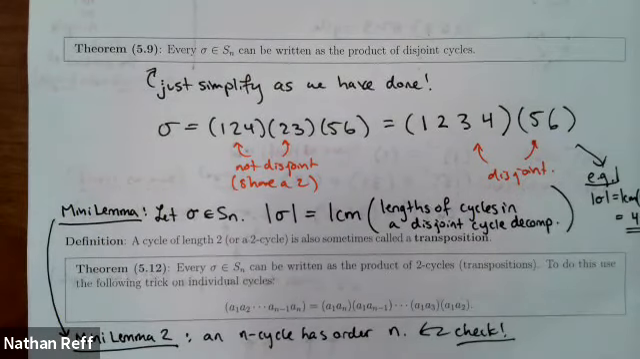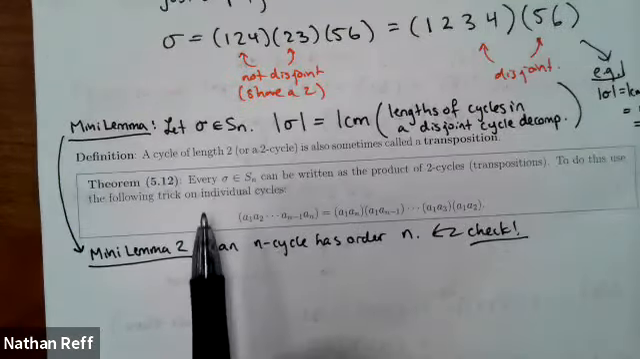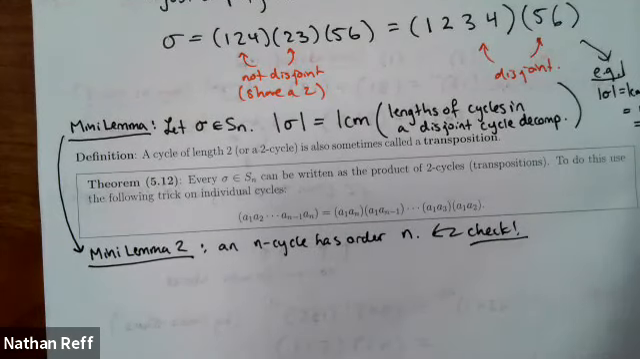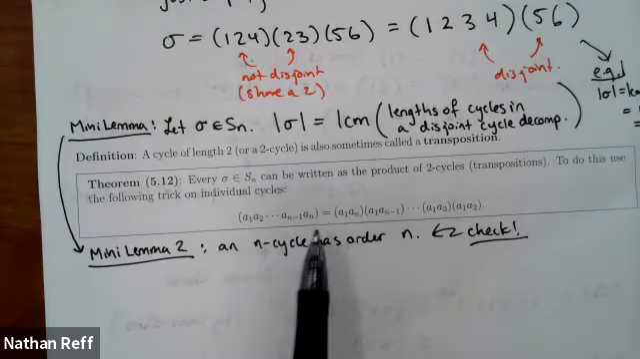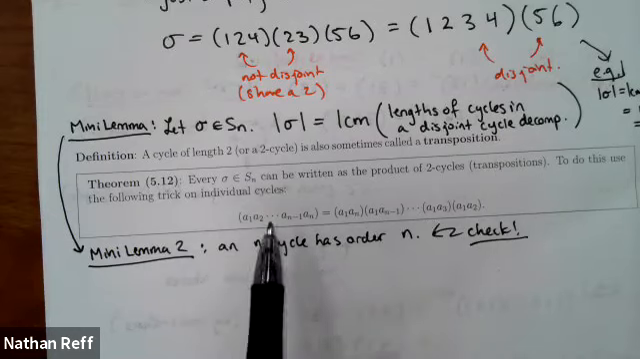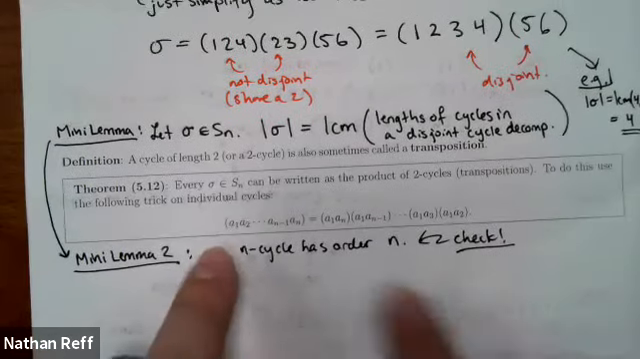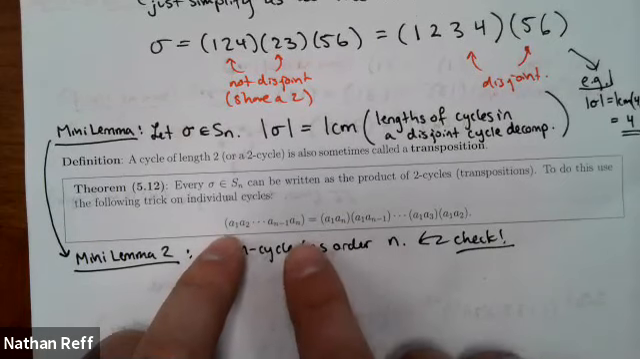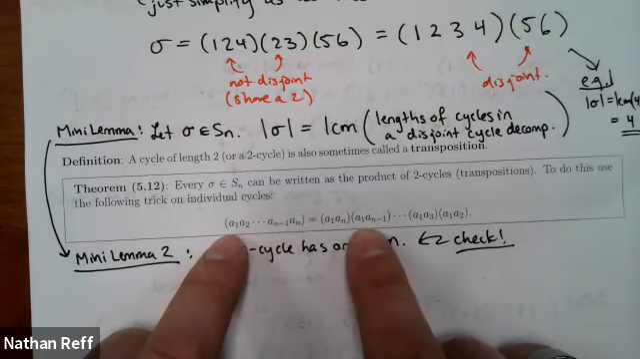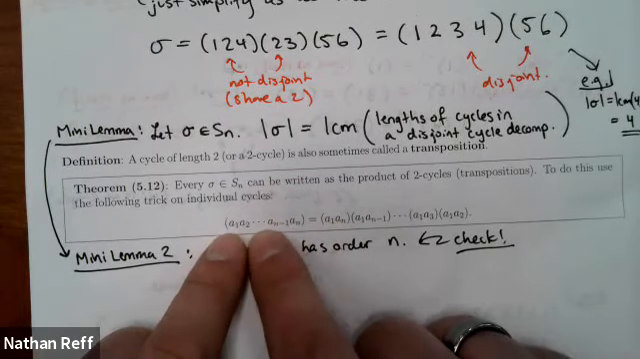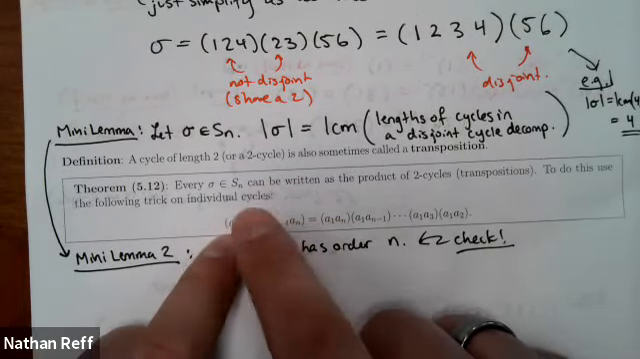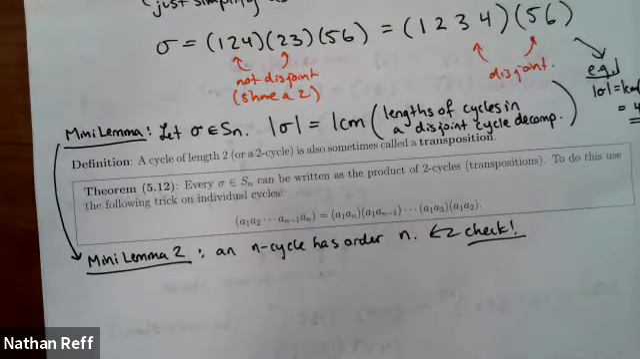You can always write it as a product of 2 cycles. So every element of Sn can be written as the product of 2 cycles, or transpositions. And this is the trick that you use for individual cycles. If you have a cycle of length n, to rewrite that as a product of 2 cycles, the first 2-cycle will be the first and the last. Then it'll be the first and the second to last, and then the first and the third to last, and so on. Okay, let's just do a couple examples, and you'll see how that works.